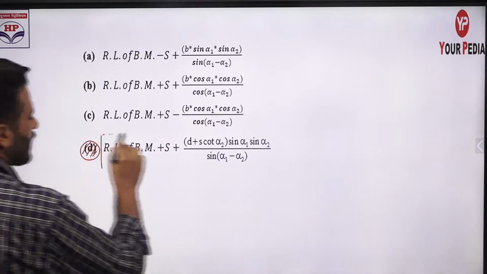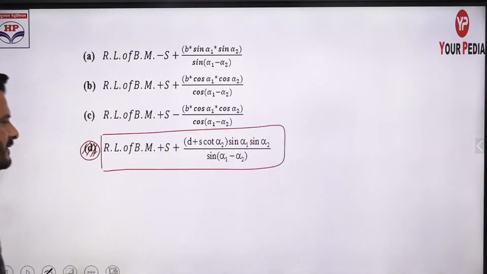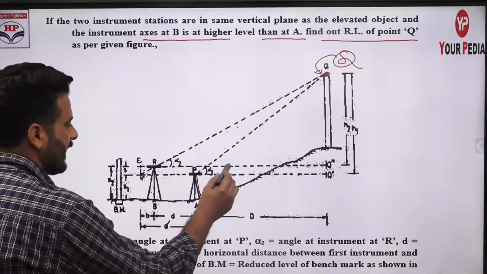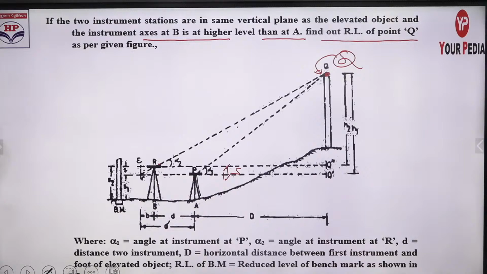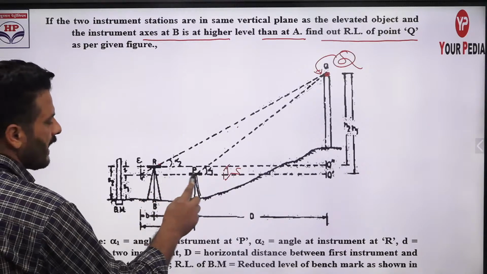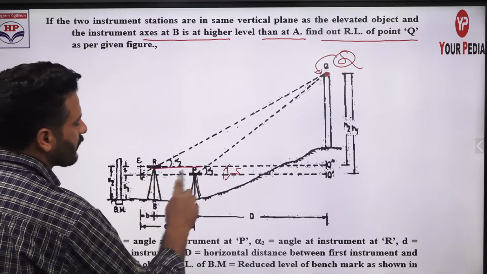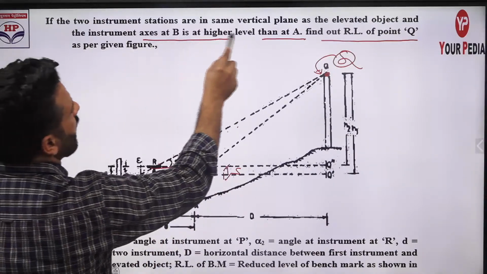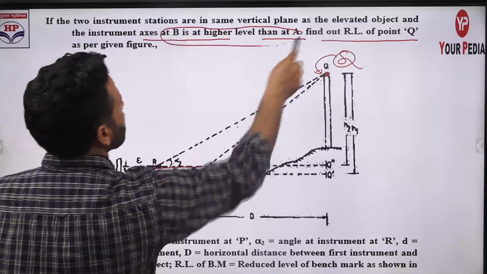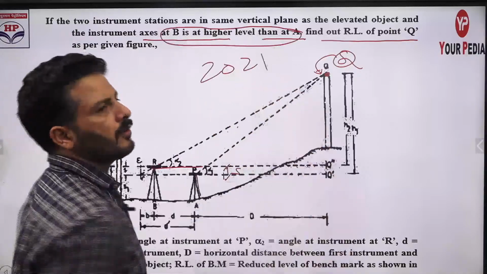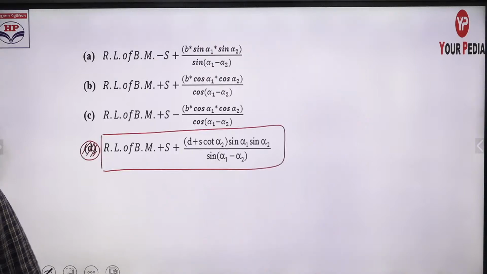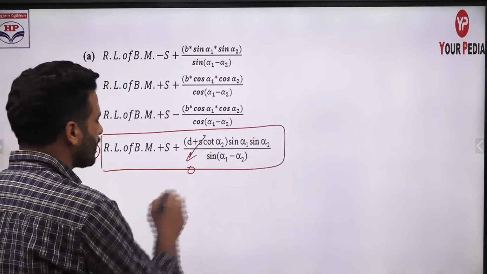This RL of benchmark plus S is what? S is the distance between the two instrument axes, the horizontal axis. This is the S. Okay, now pay attention. If these are on the same level, of course S will be 0. If it is written that both instruments are at the same level, that was framed in 2021, then pay attention, in that case this S will be 0.